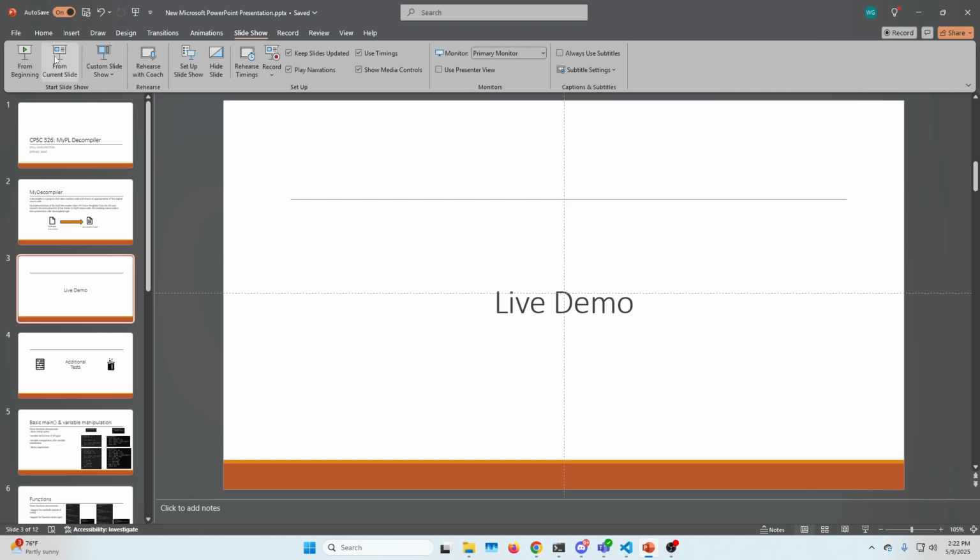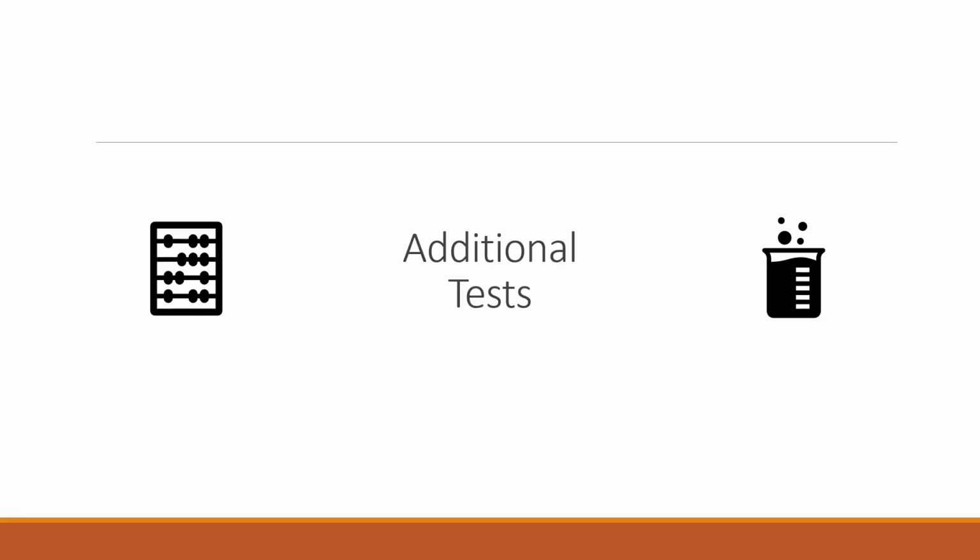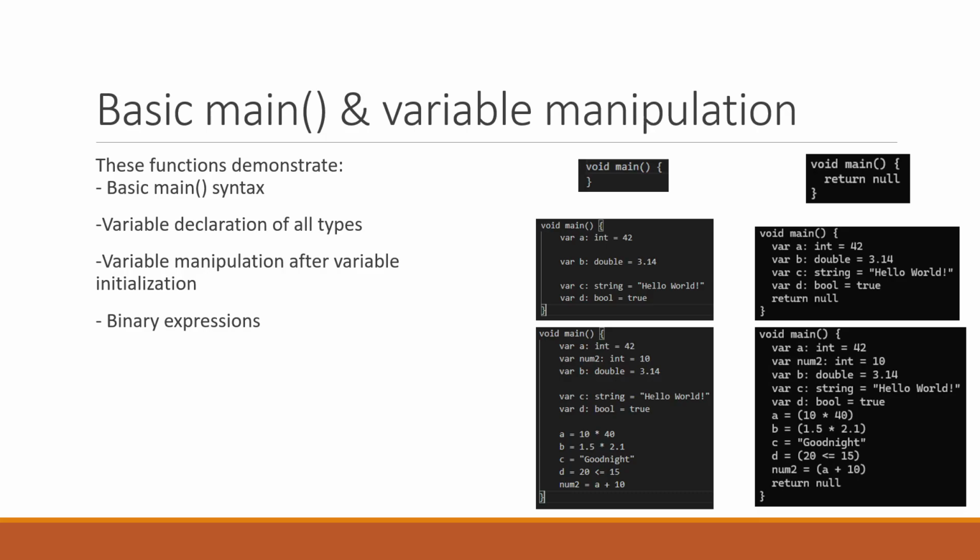But going back to my presentation, we can go over some additional tests that I wrote for this project. My first three tests cover basic variable cases. My first test, on the right, is just an empty main function, and it's decompiled just as you'd expect, with only a return null in the output. My second case uses var statements to create variables of the 4 different types, and again that is decompiled as expected.